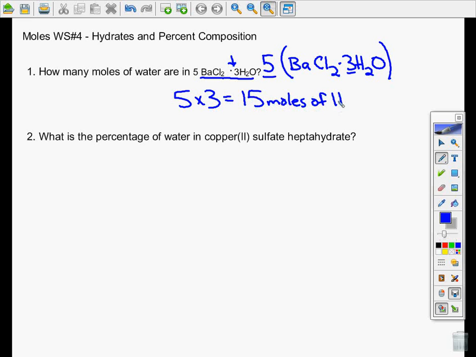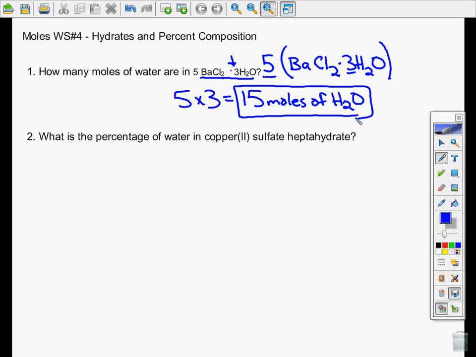of water, H2O. So for each barium chloride, I have 3 waters. Since I have 5 of the barium chlorides, I have a total of 15. So this would be 15 moles of H2O. Now the second question, a completely separate question.